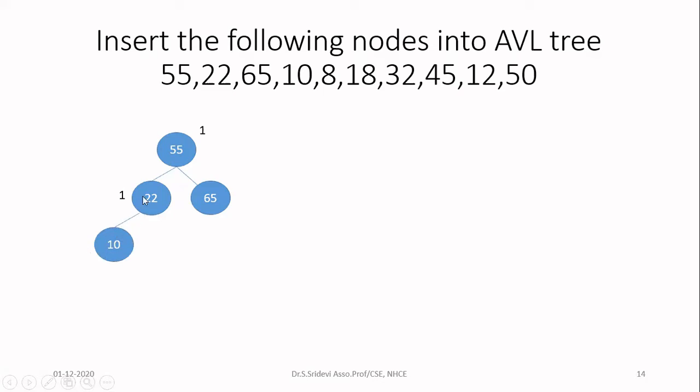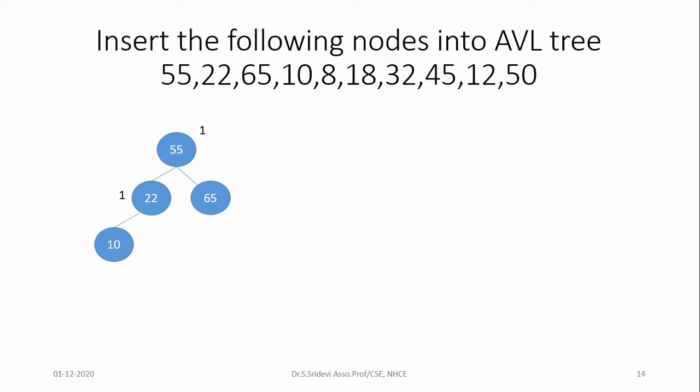After I insert, I'm going to calculate the balance factor. For 22, balance factor is 1 minus 0. In the right subtree, we don't have anything. And for 55, in the left subtree, we have 2, and in the right subtree, we have 1. So 2 minus 1, it is 1. And for 10 and 65, balance factor will be 0 because they are leaf nodes. Now, for all the 4 nodes, we have balance factor in the allowed value. So we are going to insert the next node.